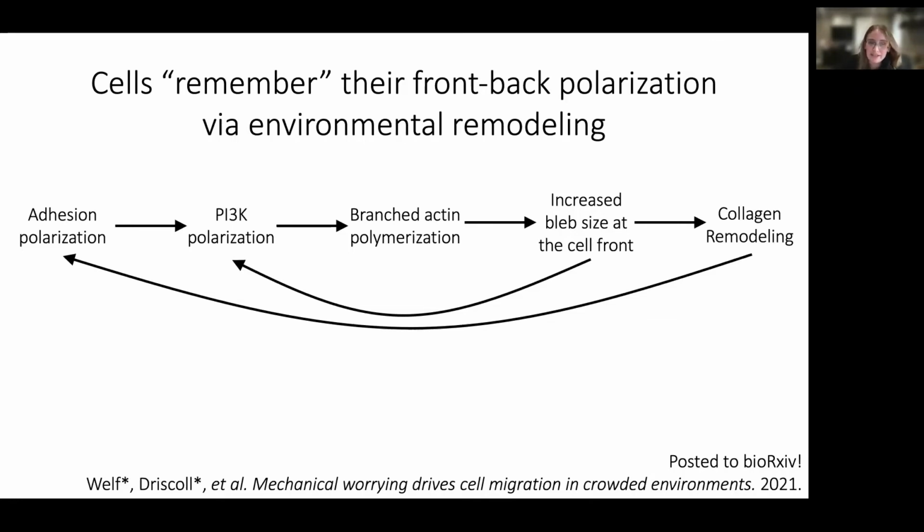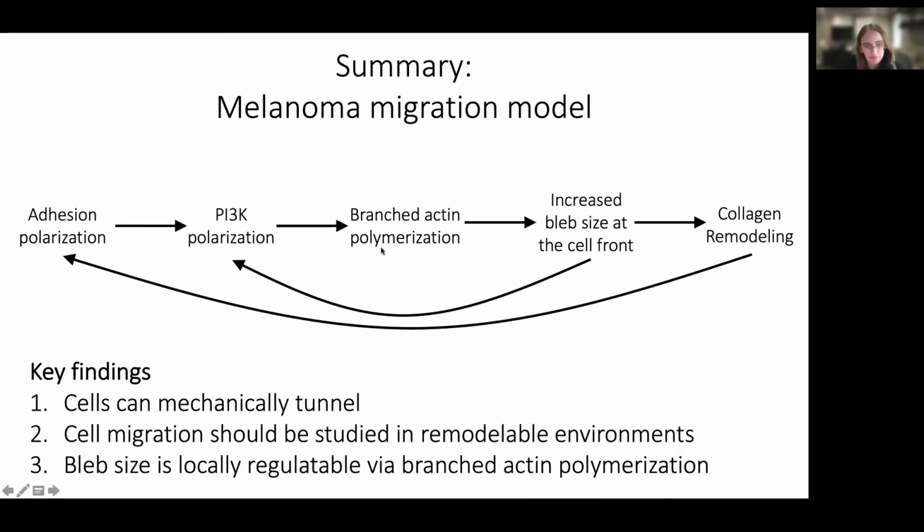Because it knows that it ate behind it, right? So it eats at the front of the cell, that upregulates adhesions at the front, which upregulates PI3 kinase, which upregulates branched actin polymerization, which makes larger blebs, which in turn eat more. Right, so what does that actually mean?